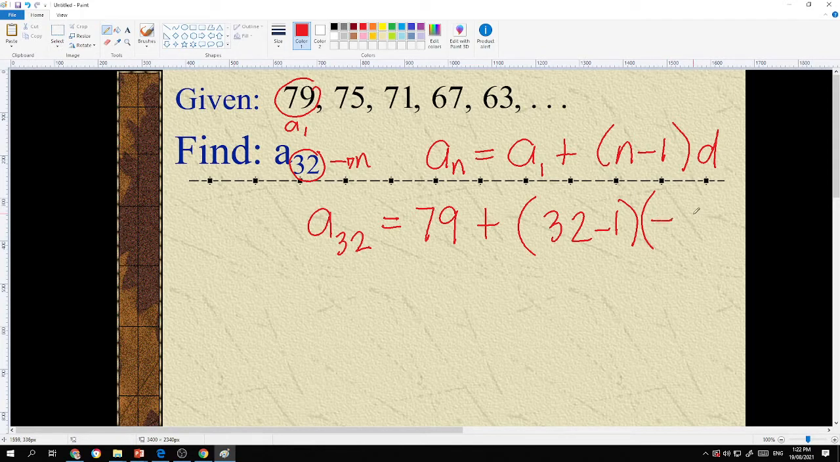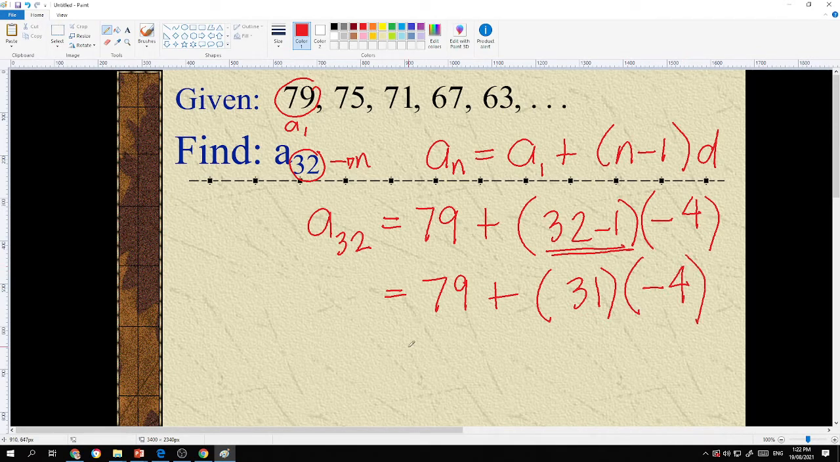Okay, take note, wala ko nag-plus og positive number dira. Nag-plus ko negative number, which is negative 4. So, ato kung mag-minus ganita, dapat ang d pod nato, negative na sad. Okay, let's continue. Let's do subtraction. 32 minus 1. 31. 31 times negative 4. Negative 124.